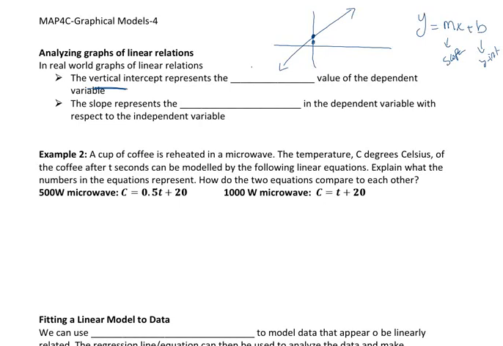So it represents the initial value, what you're starting with, right? The initial value means at x equals 0, what is your y value? And then the slope represents the rate of change in the dependent variable with respect to the independent variable. We talked about the rate of change the day before yesterday when we did y2 minus y1 over x2 minus x1.